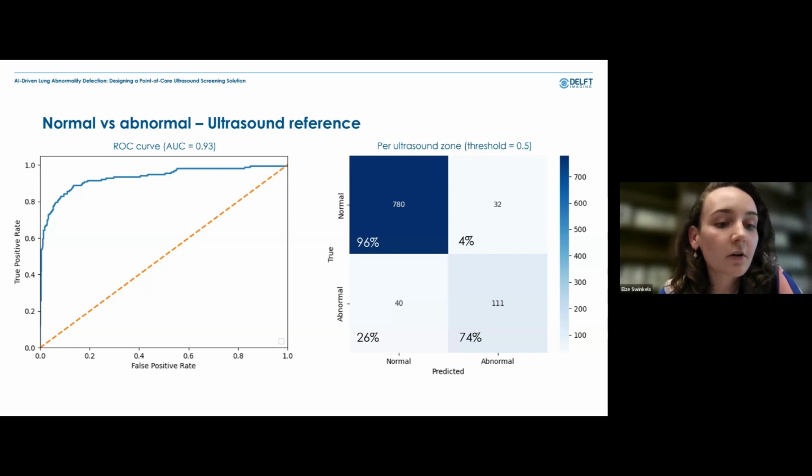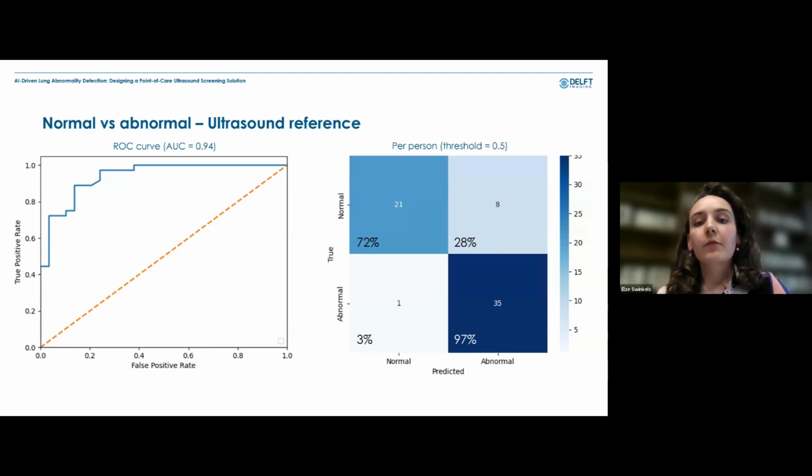Then each point on this ROC curve corresponds with a threshold value. And for one of those points, I made a confusion matrix, which could be seen on the right. So for example, from all abnormal lung zones, the bottom row, 74% of those cases were correctly predicted to be abnormal. However, this model now predicts a likelihood score of abnormalities for one ultrasound zone. And what is clinically more relevant is, of course, a likelihood score per person. So for that, I show the results in the next slide.